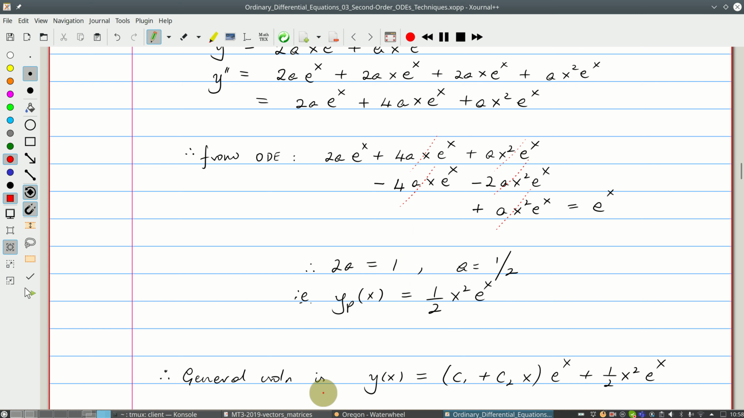And therefore the general solution to this equation is y of x is equal to the complementary solution, which contains the two constants, c1 plus c2 x, e to the x. And then we have the particular solution, which is a half x squared e to the x, and there are no unknown constants in this part.